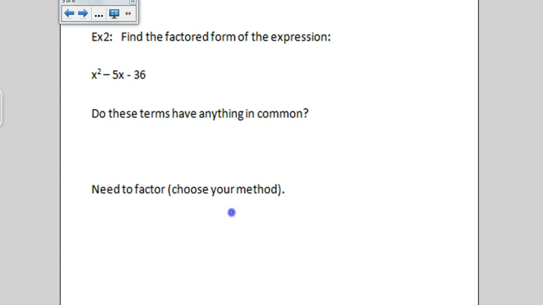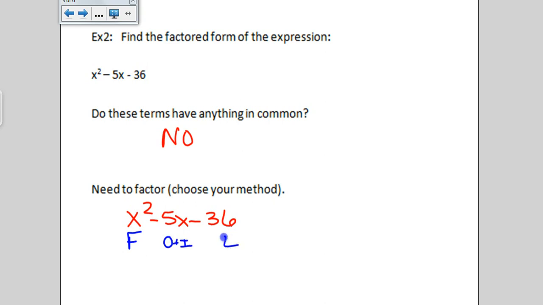So moving on, x squared minus 5x minus 36. Are there any terms in common? And unfortunately, the answer is no. Now, we need to factor this. This is called a trinomial. And the way we factor trinomials is we think about first, outer, inner, and last. So the backwards of foiling.